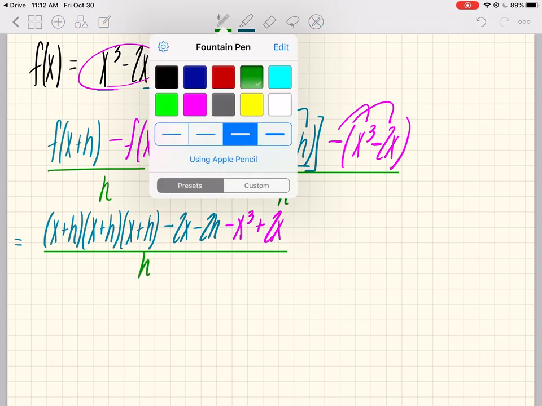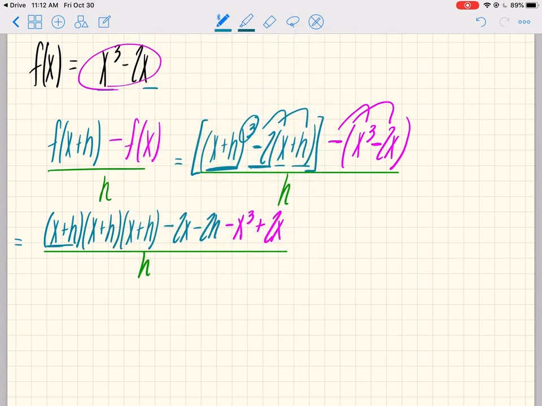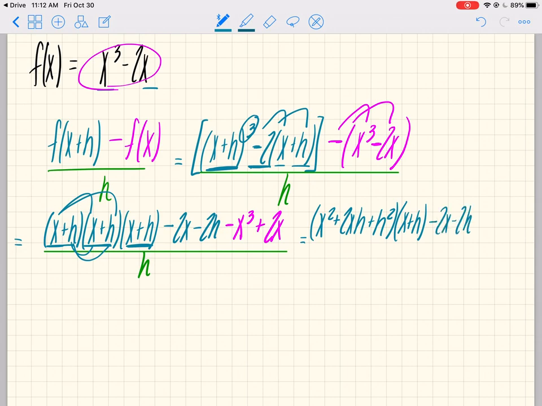Okay? So now I've got to distribute x plus h times x plus h times x plus h. So I'm going to just start by multiplying 2 of them. So x times x, x times h, h times x, h times h. We've already done that in the previous example, so this gives us x squared plus 2xh plus h squared. Okay? All of that is still multiplied by this third x plus h. And then we've got minus 2x minus 2h, all of that minus x cubed plus 2x, all of that divided by h.